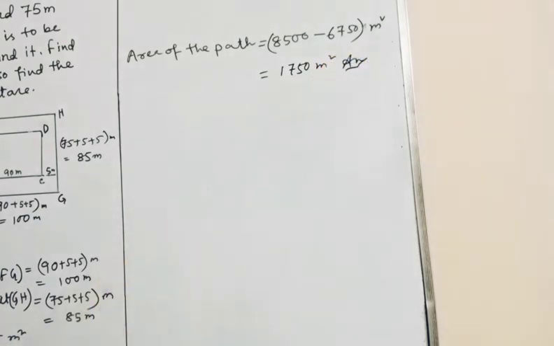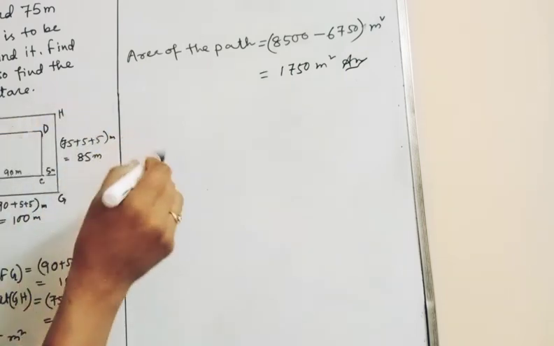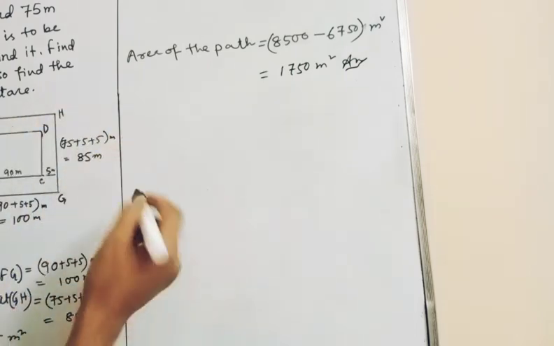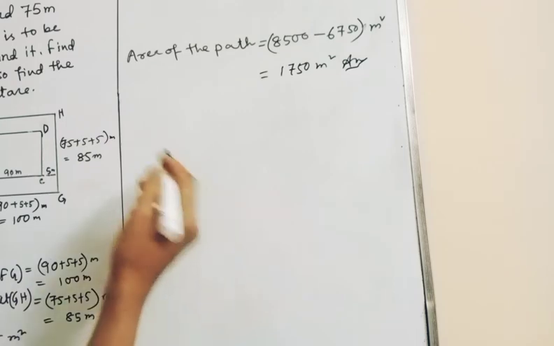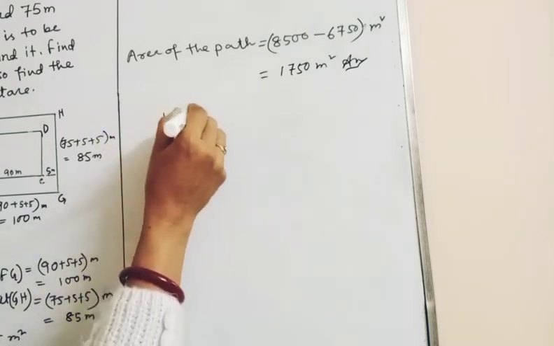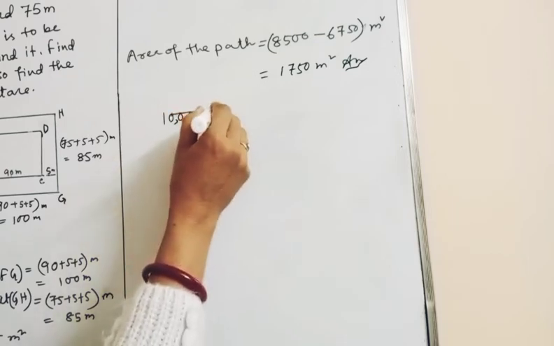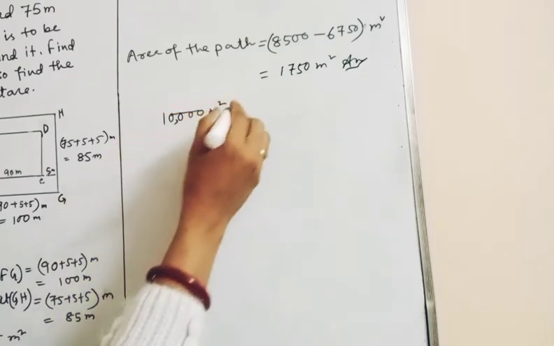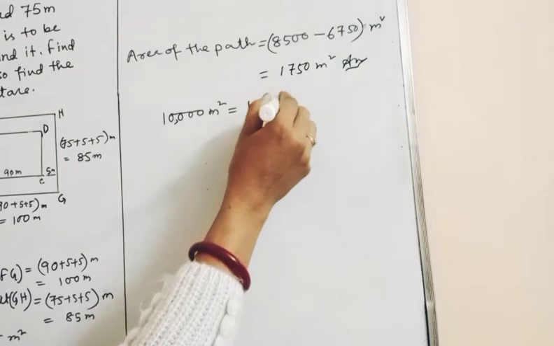Now the second part of the sum is also to find the area of the garden in hectare, another unit. You have to convert. Here you will use the conversion of unit. You know 10,000 meter square is equal to 1 hectare.